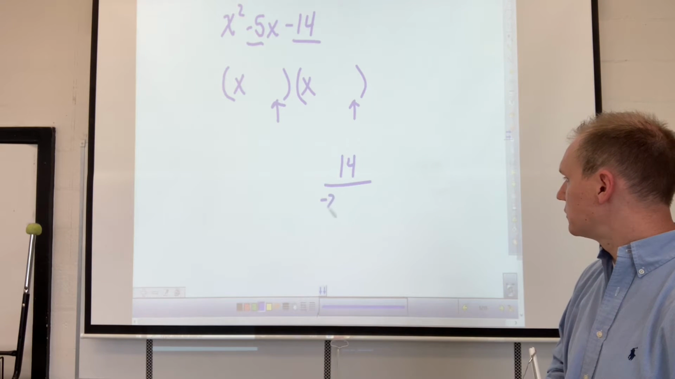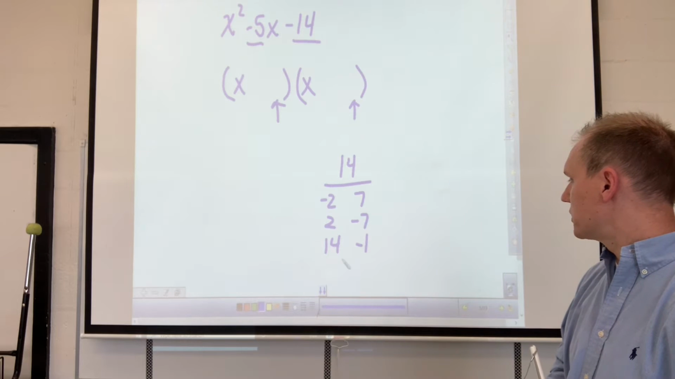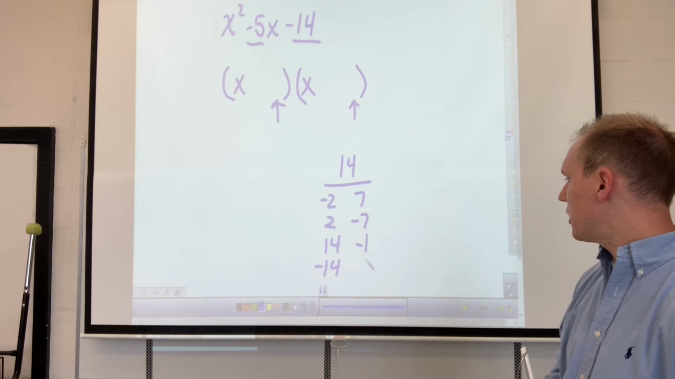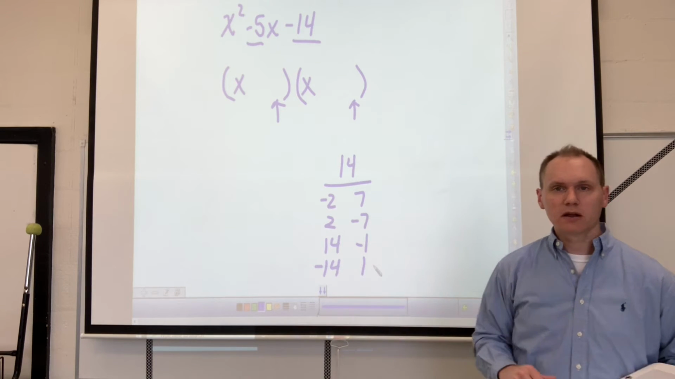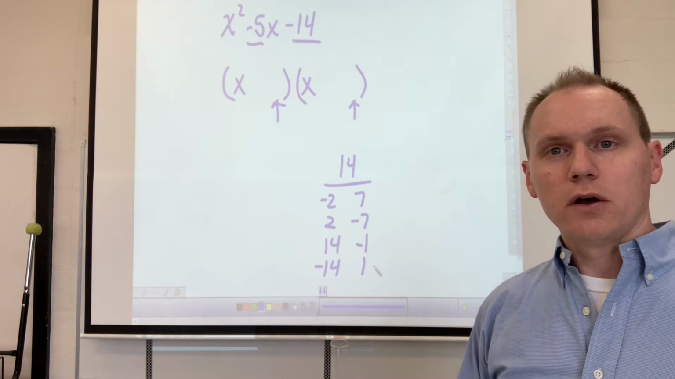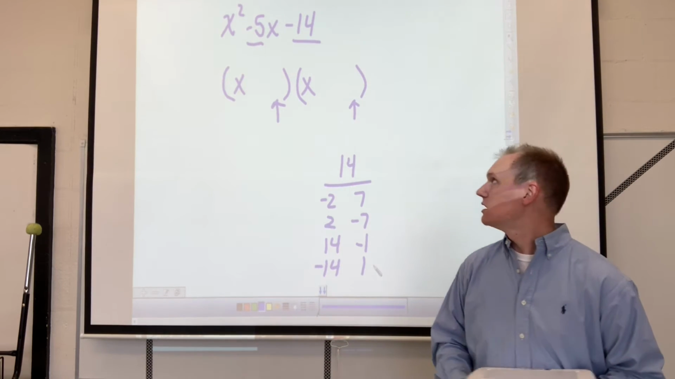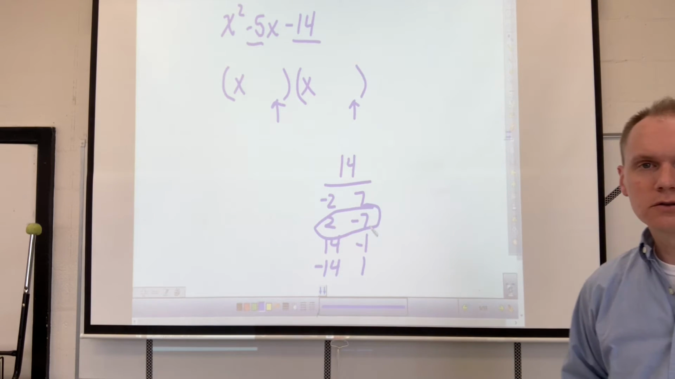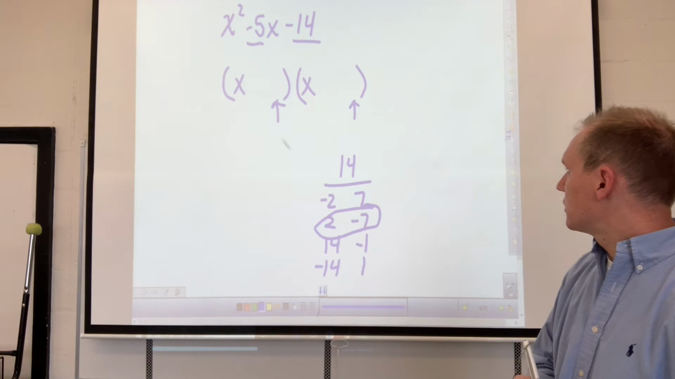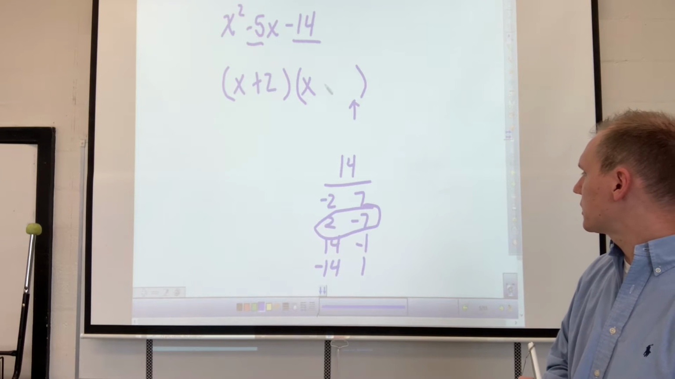It could be negative 2 and 7, positive 2 and negative 7, 14 and 1, or 14 and negative 1, or negative 14 and positive 1. So those are really the only options of things that multiply to give us negative 14. Now, which of those two numbers also add to give us negative 5? And the only one that does that would be this option right here, 2 and negative 7. So therefore, we can write that in our parentheses here. So it'll be x plus 2 and x minus 7.